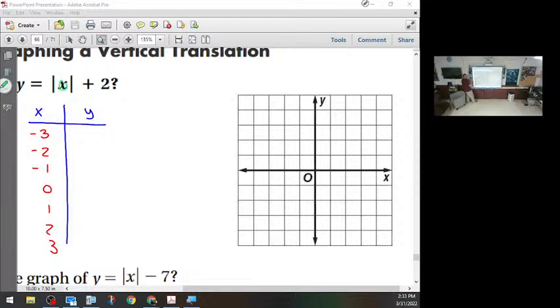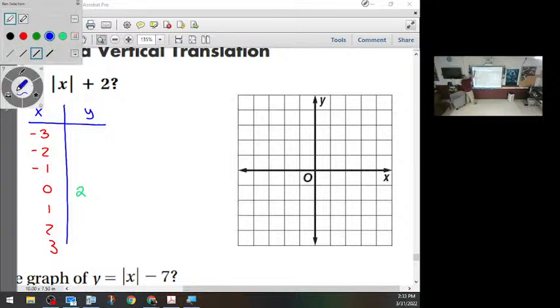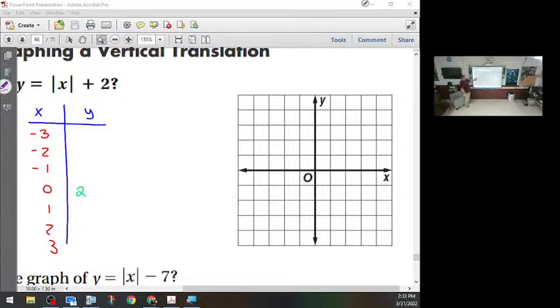If I put a 0 here, how far from 0 is 0? 0. Plus 2. Cool. What if I put a 1 in there? What's the absolute value of 1? 1. Plus 2. 3. I put a 2 in there. 2. Plus 2. 4. What's happening? It's just going up. I'm just going up by 1.